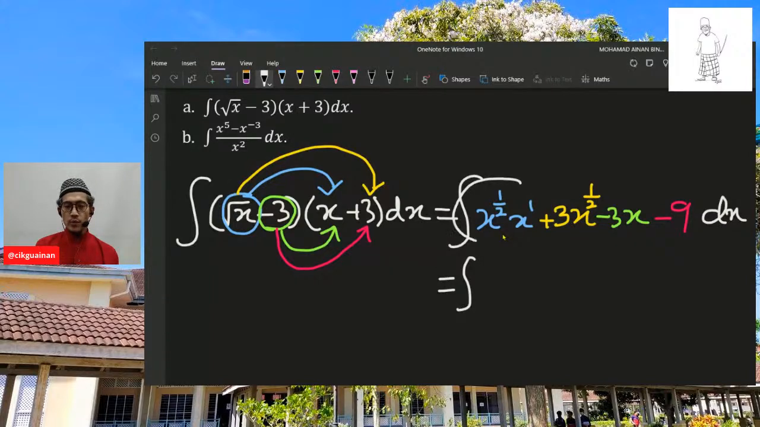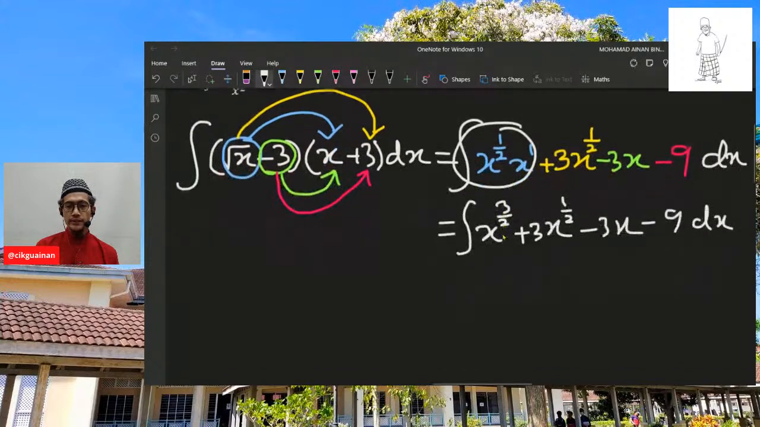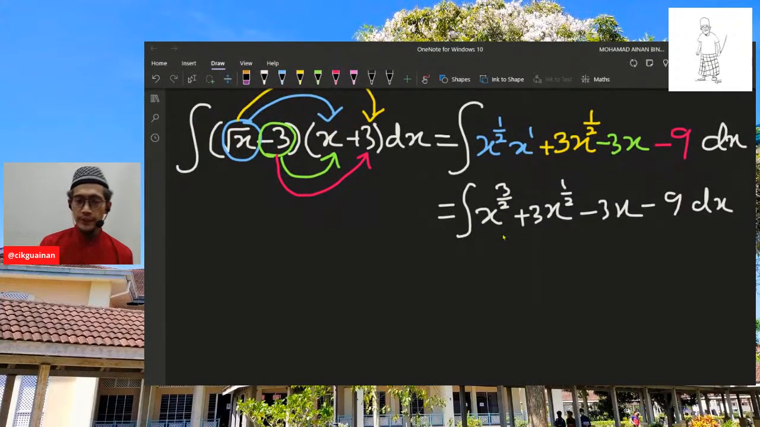So this one we multiply, we add the powers. So half add 1 is x power 3 over 2, plus 3x power 1 over 2 minus 3x minus 9 with respect to x. Just to tidy the first term first. Okay, next, what to do?